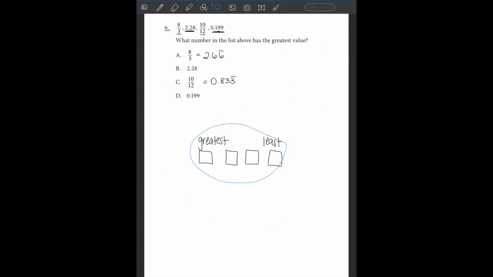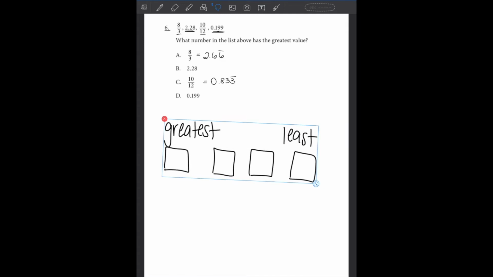So from greatest to least now, we can fill in our little blanks. The greatest number we're going to have is 8/3. This one right here, so that would be the answer. And just filling in the blanks, the second greatest would be B, which would be 2.28. The next greatest would be C, which is 10/12. And the least would be D, 0.199. So our final answer would be A.